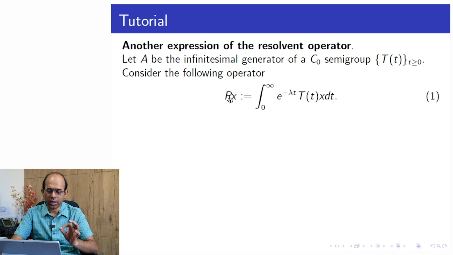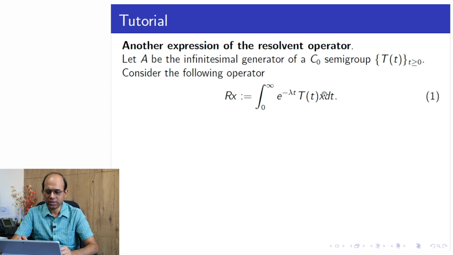Okay, so R applied on x is defined as the integration from 0 to infinity of e to the power minus lambda t, capital T of t applied to x, dt. Here t is running from 0 to infinity. So which lambda is it? Lambda is some positive real number. This is a very familiar expression.